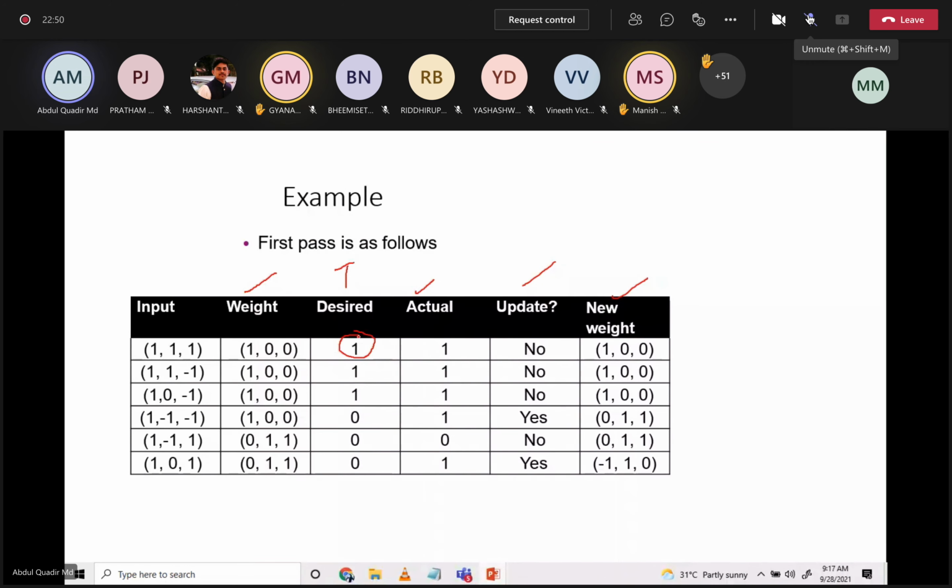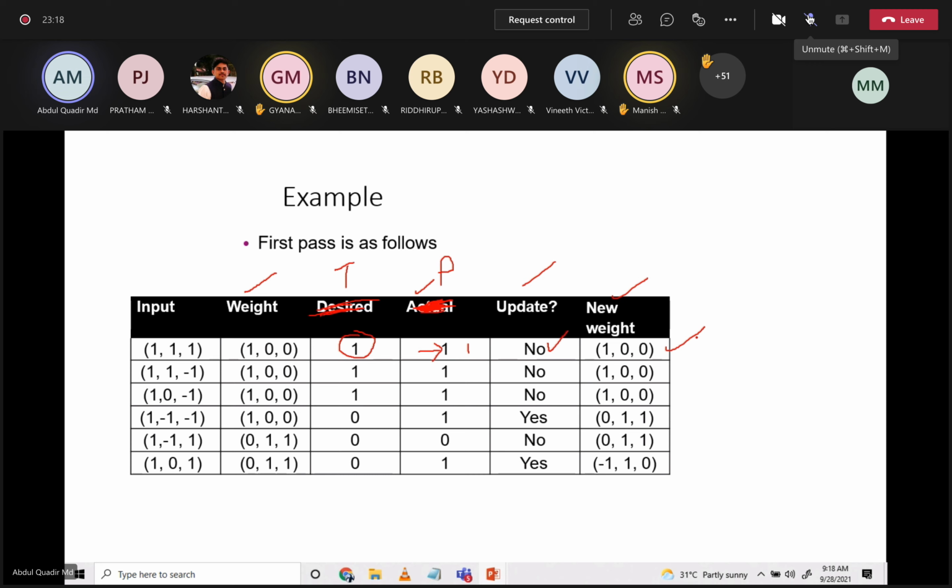So the desired value is also 1. If this is confusing for you, this is the target and this is the predicted. Our predicted value is also 1. So the weight updation is not required, and the new weight is the old weight itself, which is 1, 0, 0.